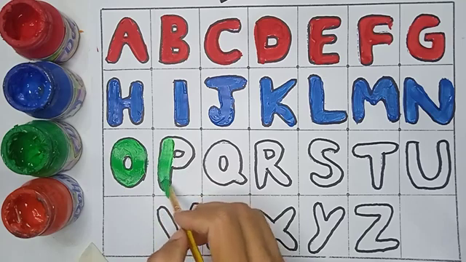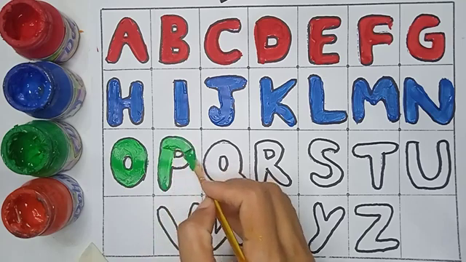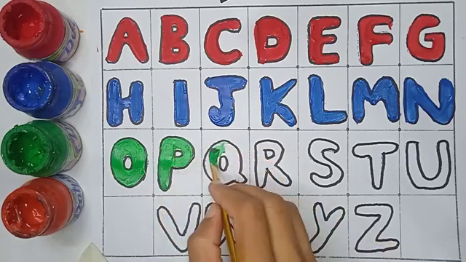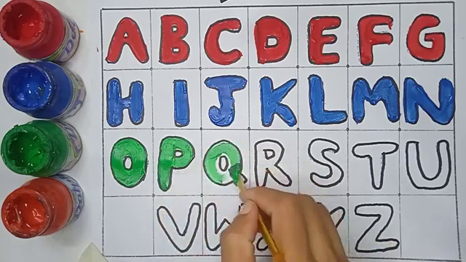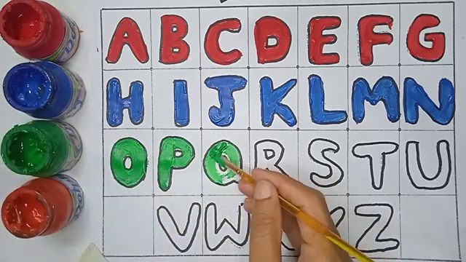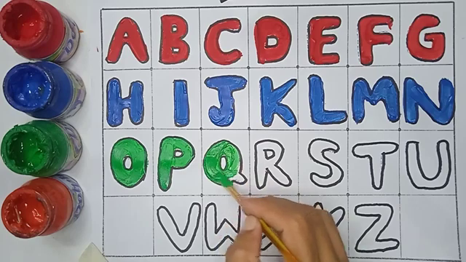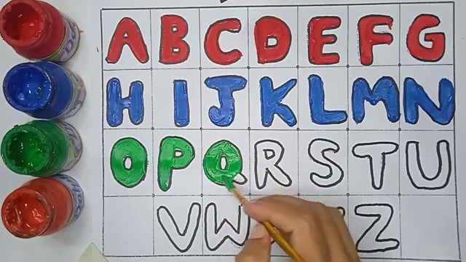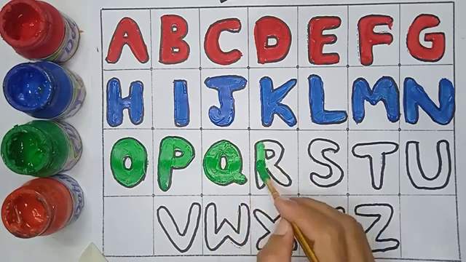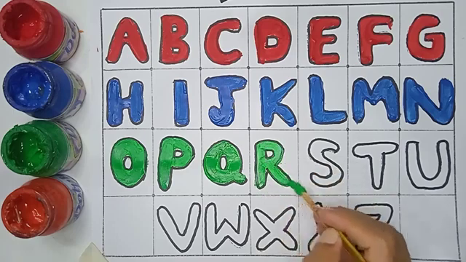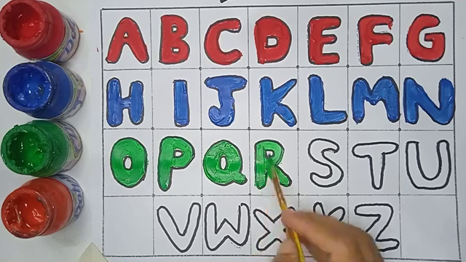P, P for pigeon. Q, Q for quail. R, R for rose.